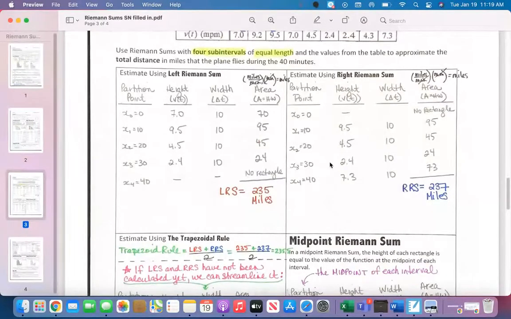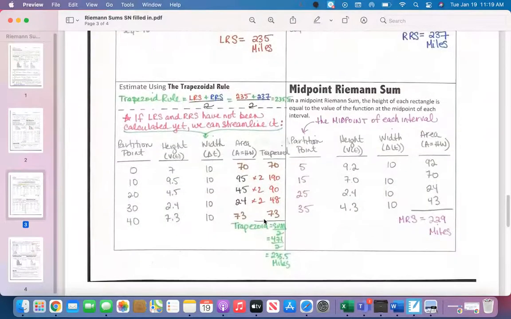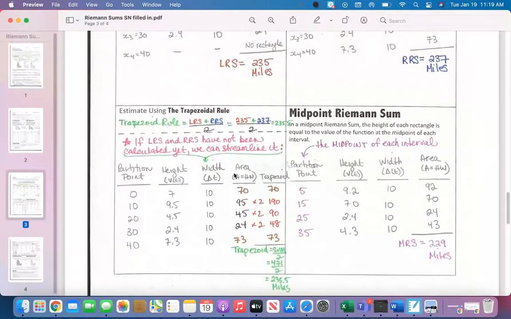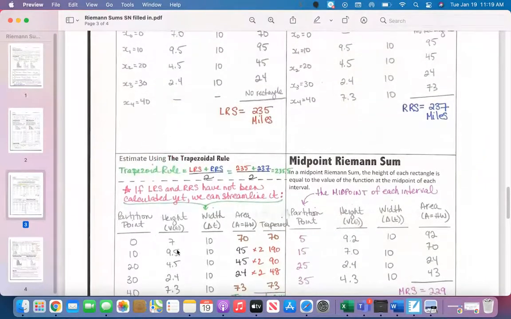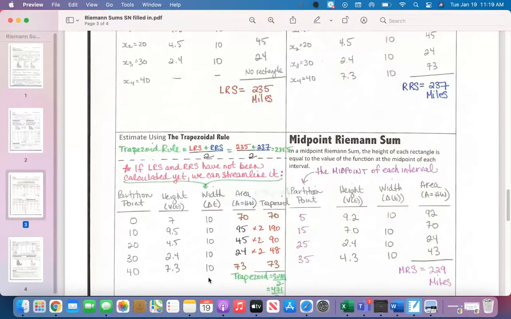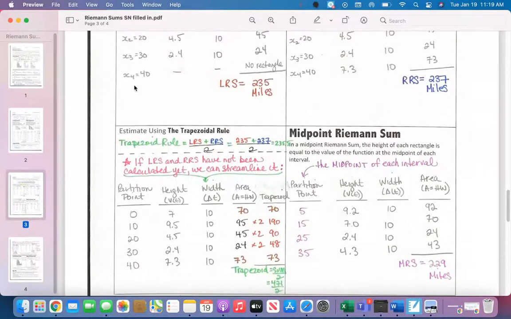If I hadn't done these two things separately, I could streamline this a little bit. So if I was just asked to use a trapezoid approximation or the trapezoid rule to estimate my area, I could just do this in one chart. So the idea, remember, for the trapezoid rule is you're adding together the left and the right. So I'm going to use those same partition points, the same heights and the same widths. And I know from my left, I need my area at my partition point x0 equals 0. And I know from my right, I need my area for my partition point at x4 equals 40. So I'm going to put those two in there.